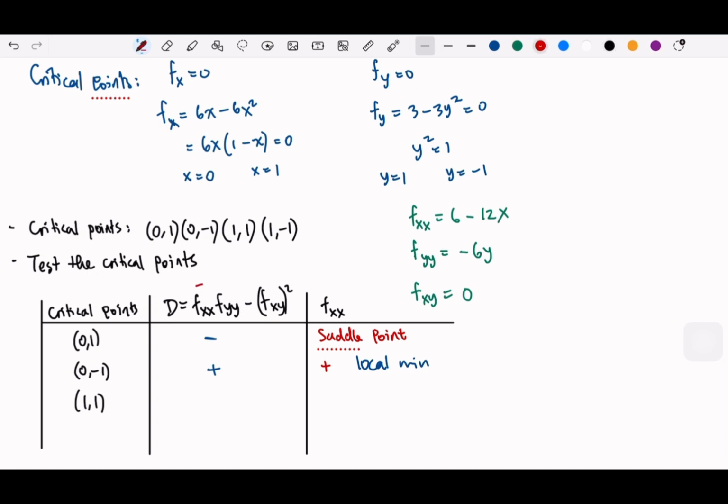It's negative and negative. So positive. This is negative, so this will be a local max. And try the other point. You can check whether my table is correct or not.